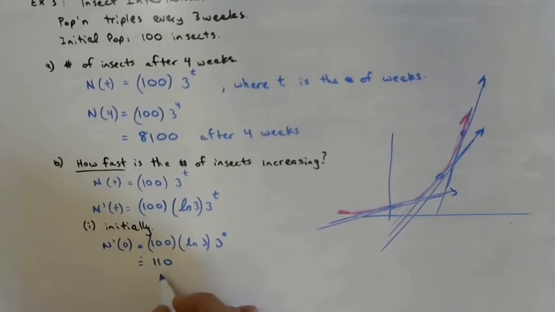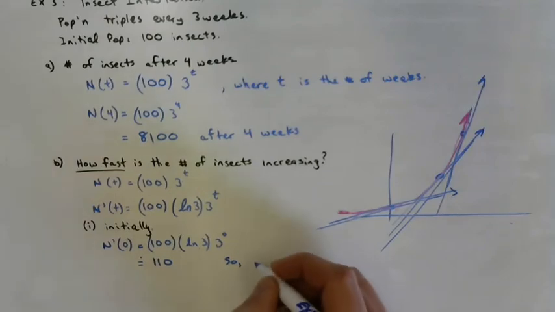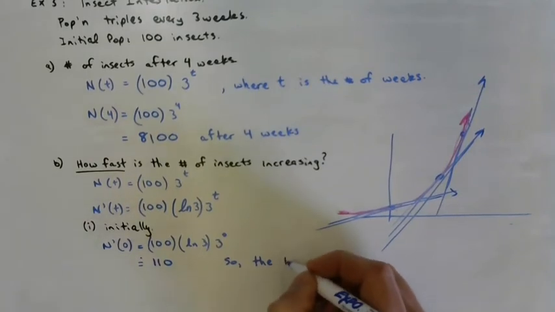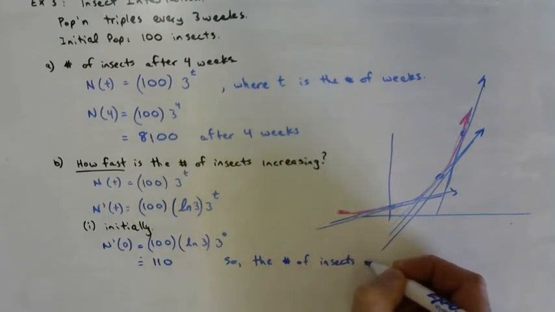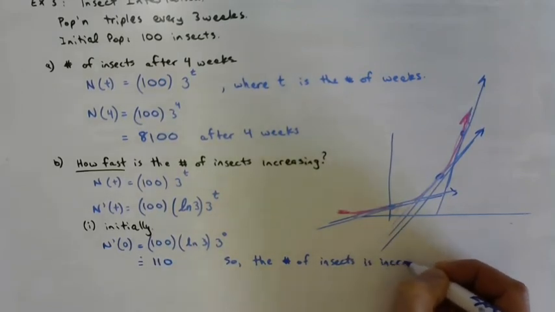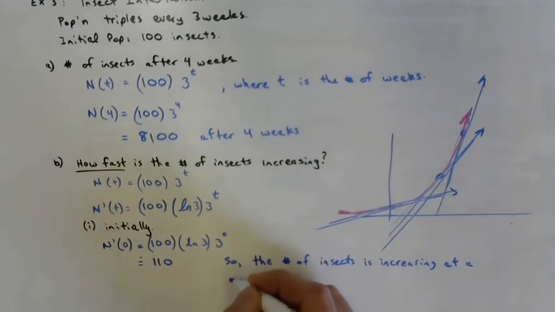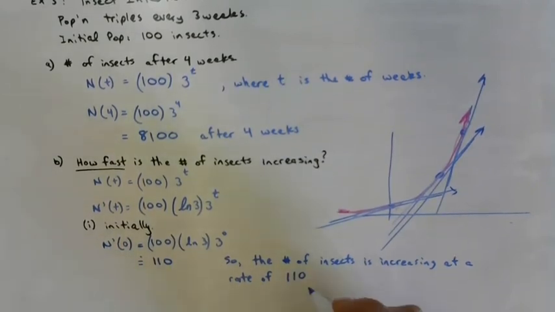So that means that if we're going to interpret this, the number of insects is increasing at a rate of 110 per week.